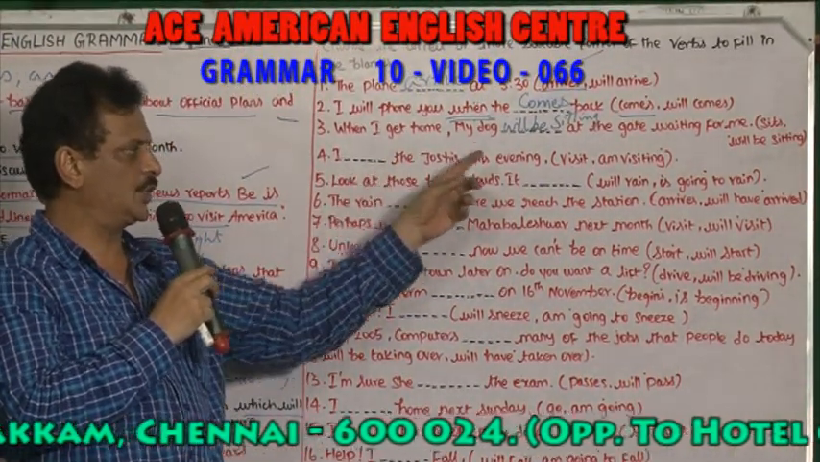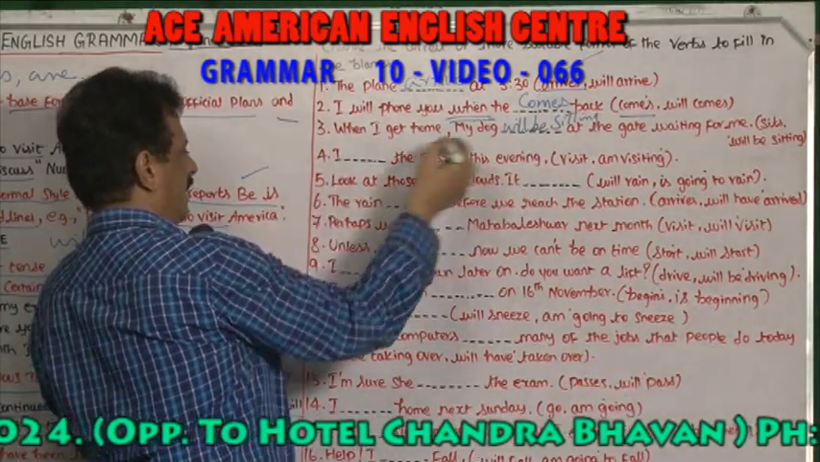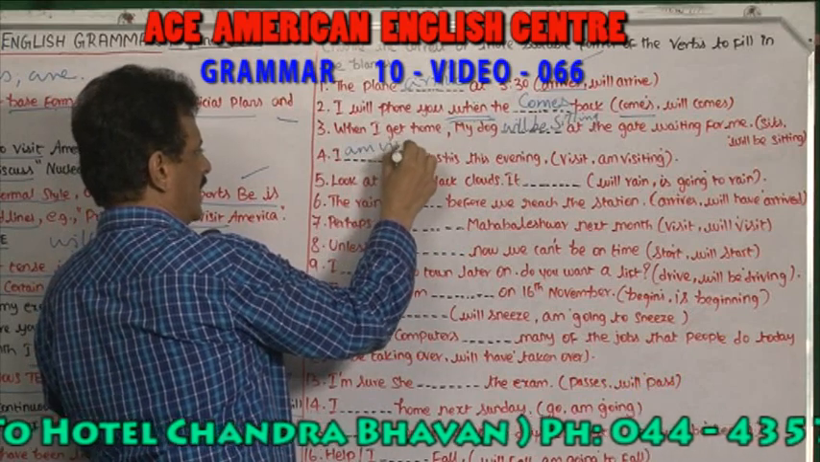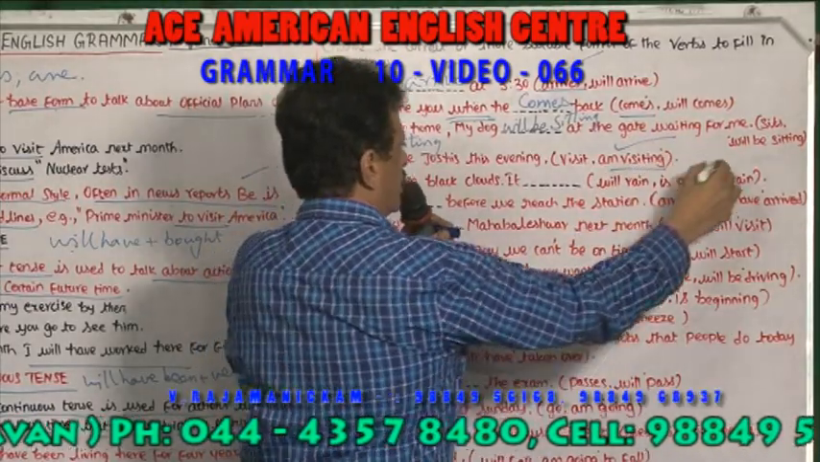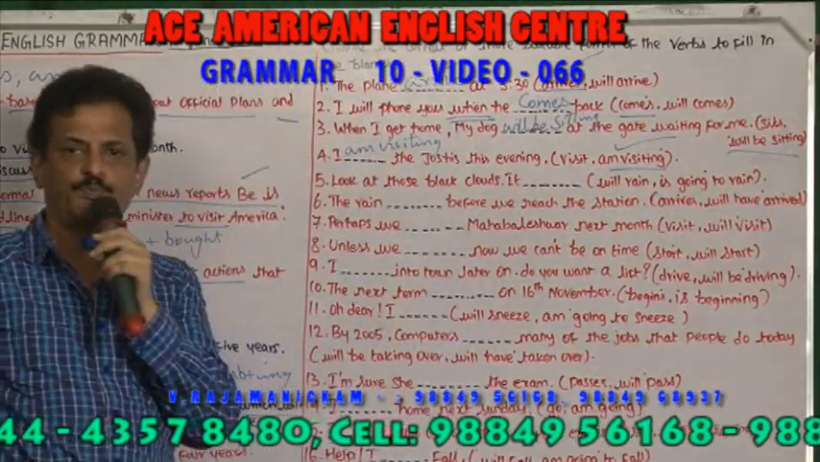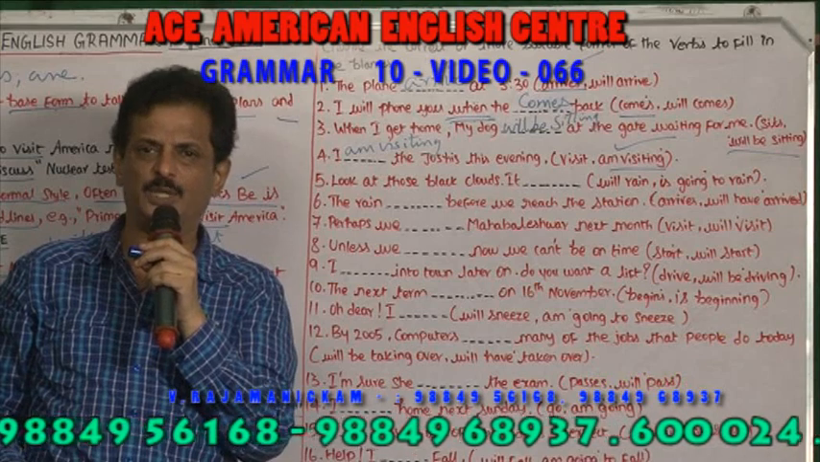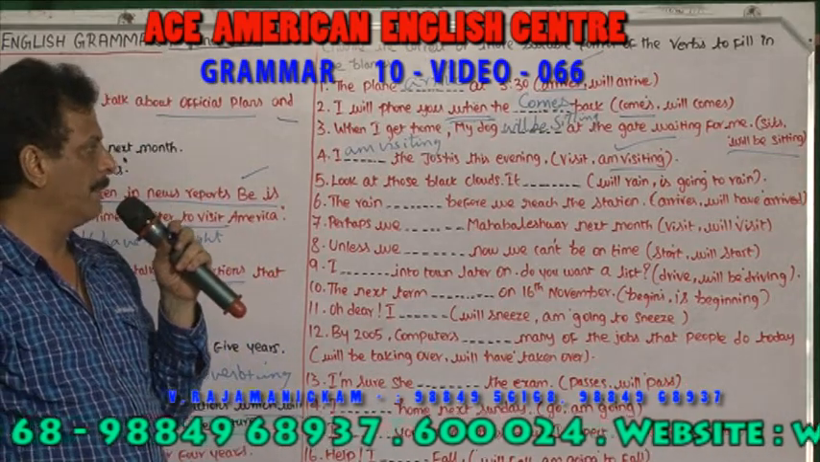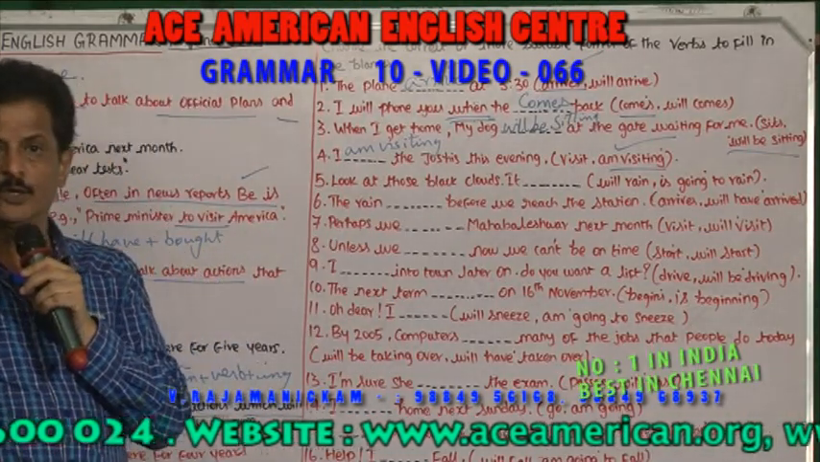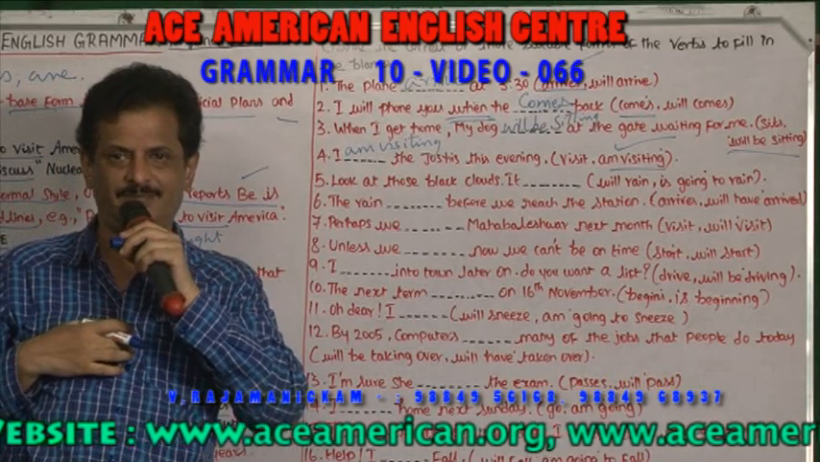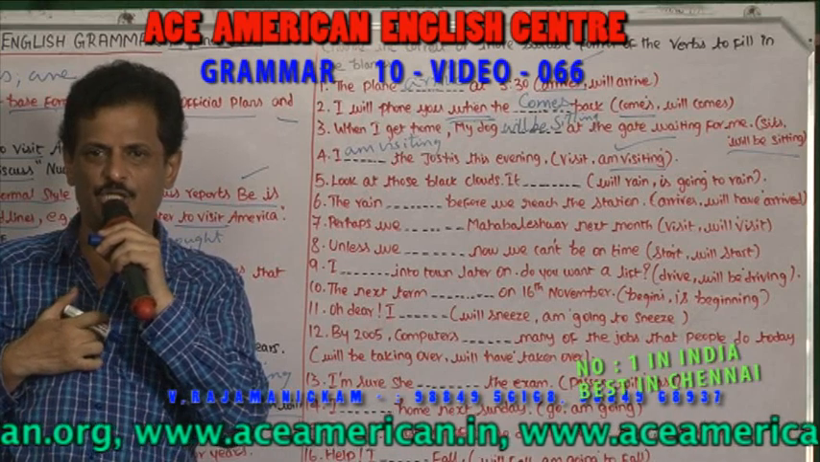I dash the Josie's this evening. What is this? I visit or am visiting? Why are you using am visiting? Whenever you go in for some planned arrangement which you make with somebody, there you are using present continuous. I am visiting the Jerseys this evening, right? I am going to meet the doctor. I am meeting the doctor tomorrow, today at 7:30, because already it has been arranged, right?